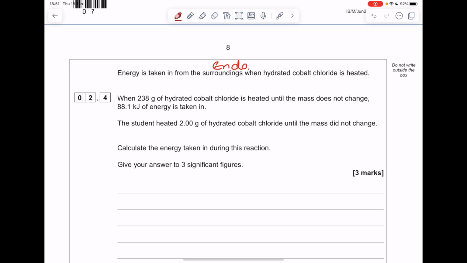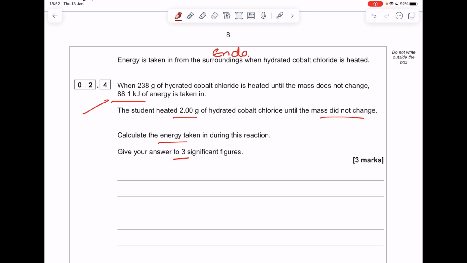When 238 grams of hydrated cobalt chloride is heated until the mass does not change, 88.1 kJ of energy was taken in. A student heated 2 grams of hydrated cobalt chloride until the mass did not change. Calculate the energy taken in during this reaction. Give your answer to 3 significant figures.